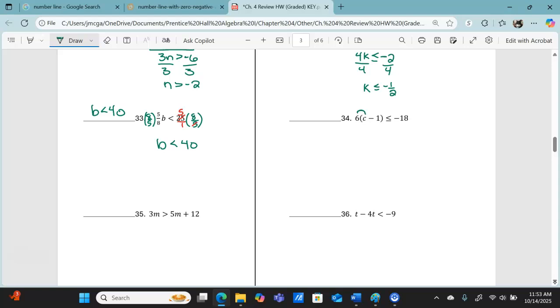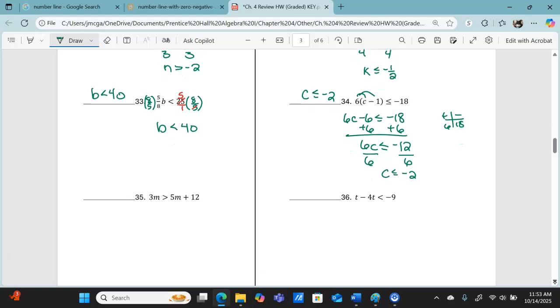Here, multiply through with the 6 first. 6c minus 6 is less than or equal to negative 18. Then add 6 to both sides. 6c is less than or equal to, we have a negative 18 and a positive 6. So we find the difference and keep the sign of the larger. The difference is 12 and the larger is the negative. Divide by 6 and we get c is less than or equal to negative 2.